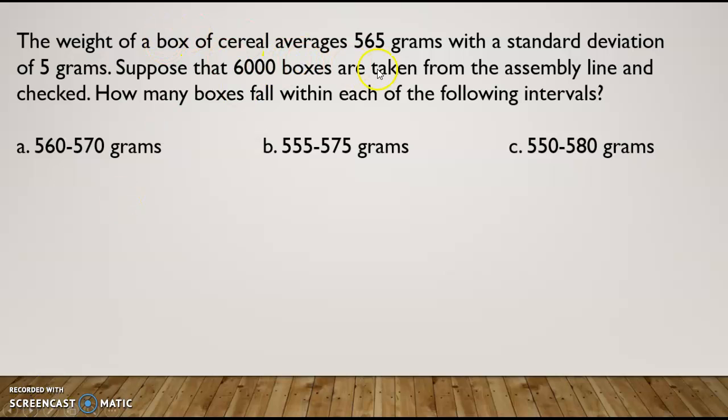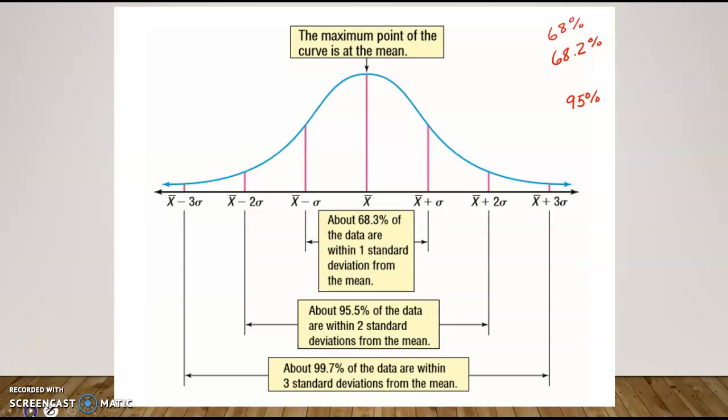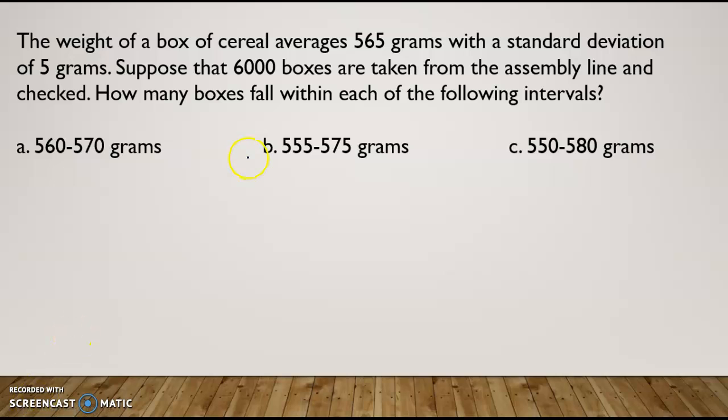All right. So we did the same thing here. Back where we had our 1 standard deviation, 2 standard deviations, and 3 standard deviations. And this was the same thing right here: 68.3%, 95.5%, and 99.7%. So out of 6,000 boxes, how many boxes fall within each of the following intervals? This would be something that would need to come in as an assignment, and I'll finish this up in a little bit.